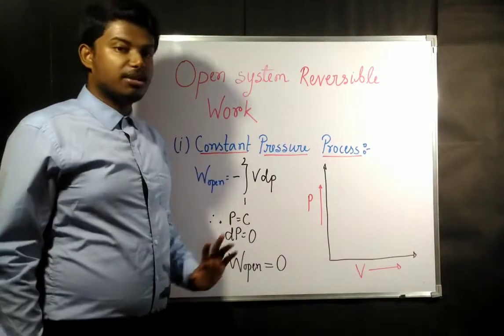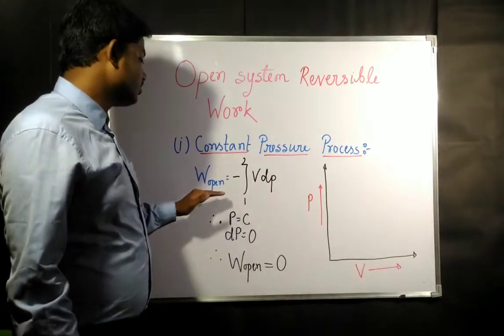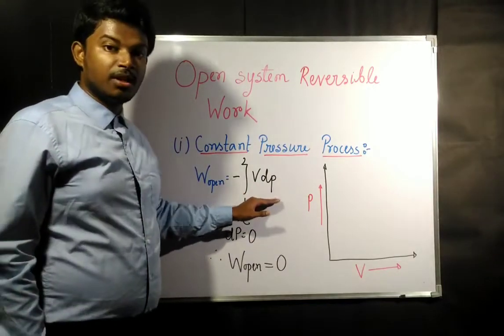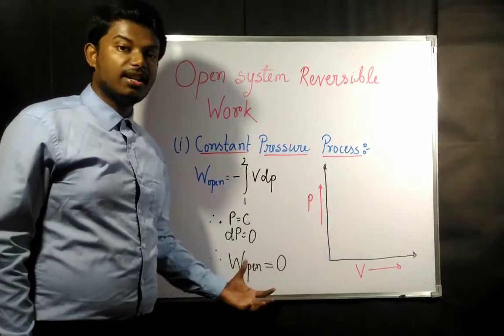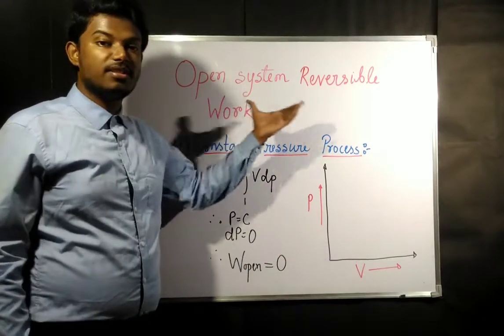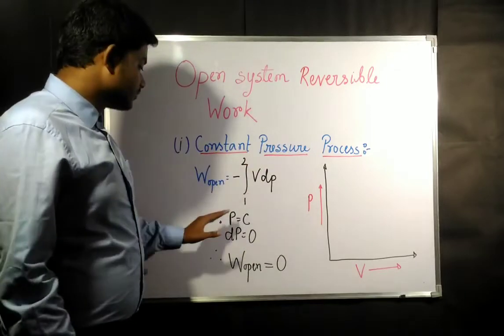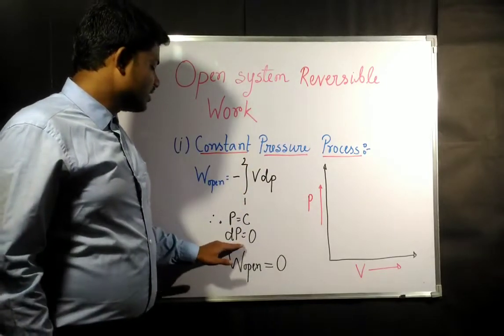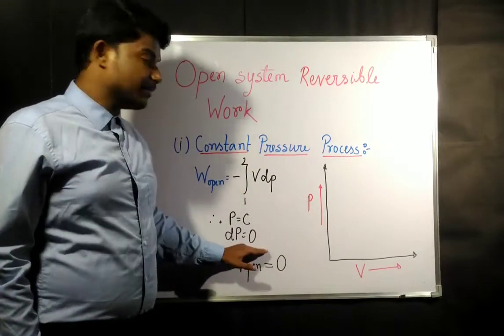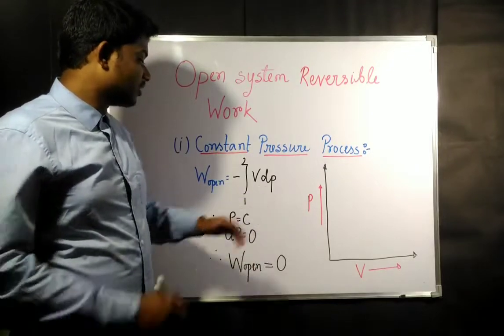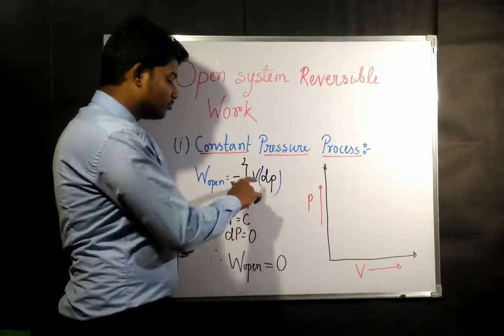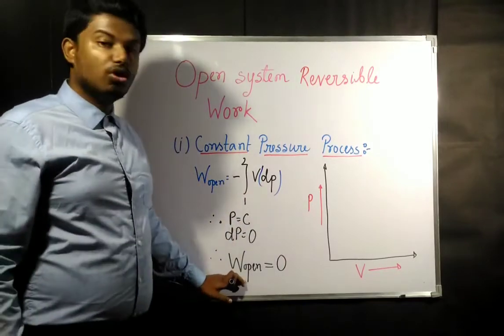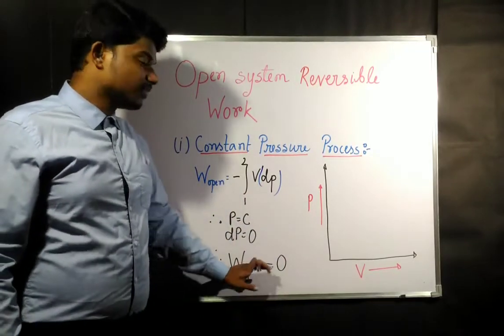Now for the constant pressure process, this is the general equation by which we are going to find the work done in an open system reversible. Since pressure is constant, dp is going to be 0, that means this part is going to be 0, and that's why W open is also going to be 0.